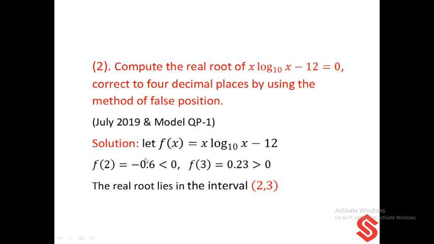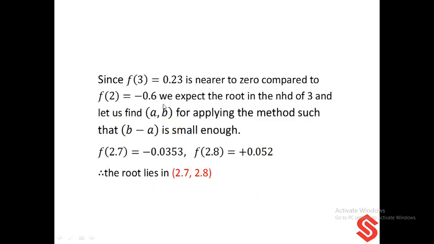So we get f of 2 and f of 3 with opposite sign. F of 2 is minus 0.6, less than 0, and f of 3 is 0.23, greater than 0. So you can say a root lies in the interval 2, 3. Since f of 3, which is 0.23, is nearer to 0 compared to f of 2, which is minus 0.6, we expect the root in the neighborhood of 3.